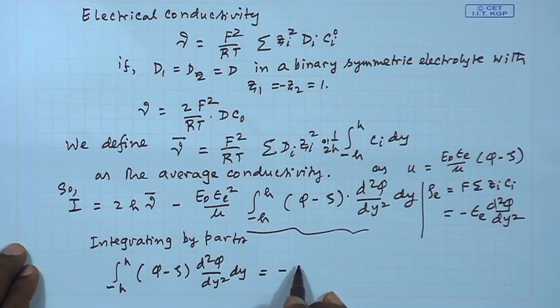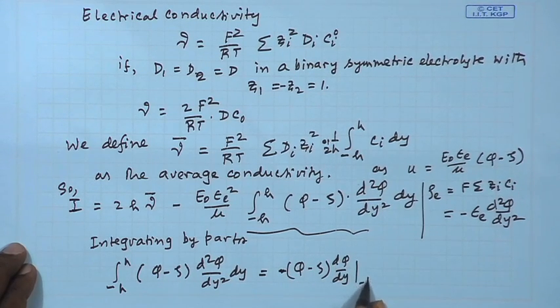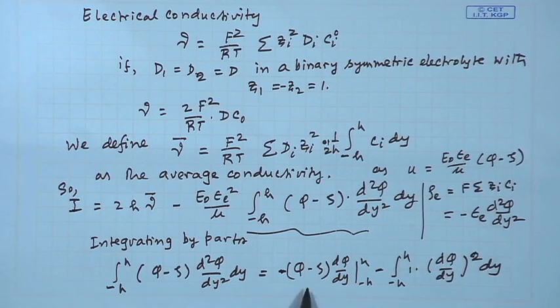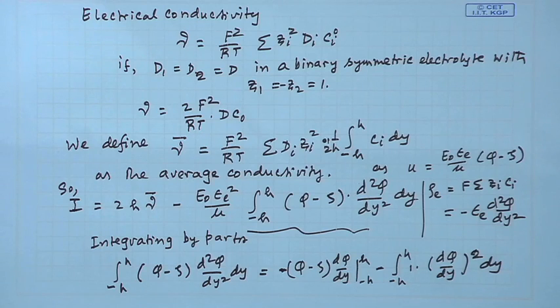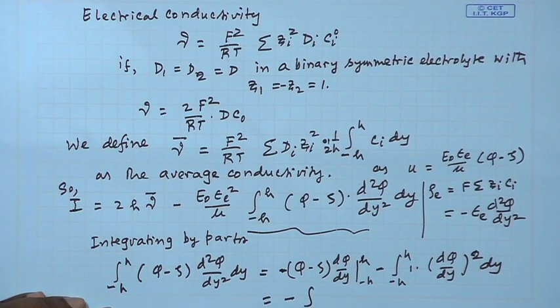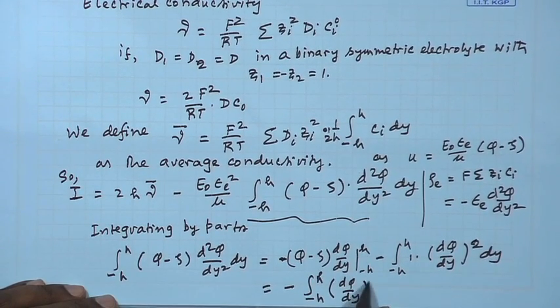Okay, let me write the full way: d phi dy, and this is minus h to h, 1 into d phi dy whole square dy. So this is 0 because phi is 0 at both plus h and minus h. So what I get is minus h to h d phi dy whole square dy.